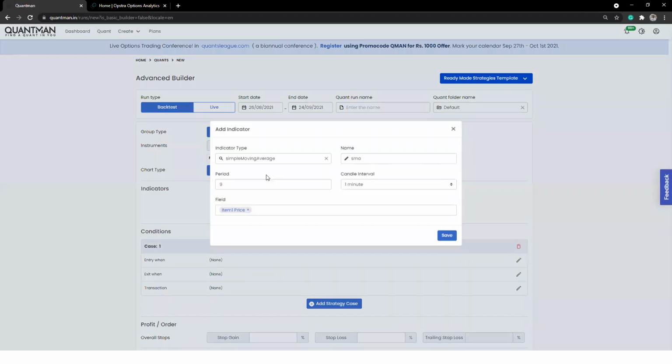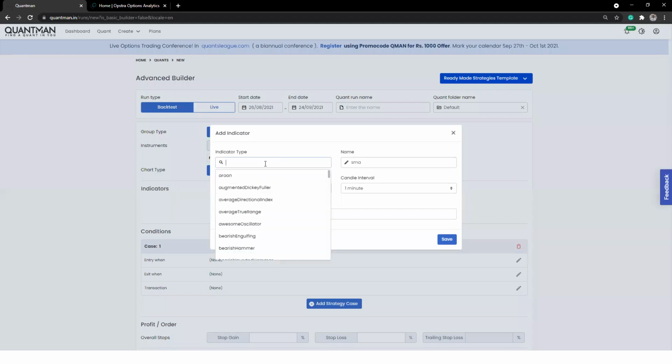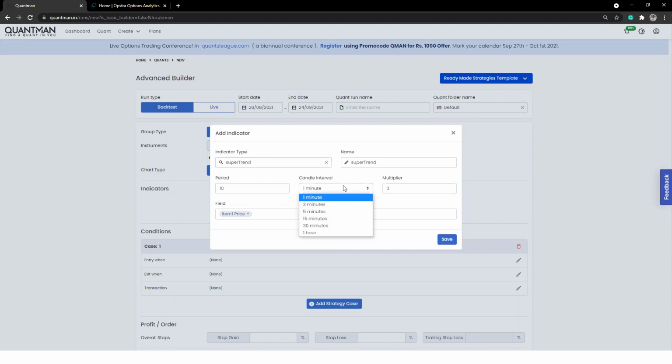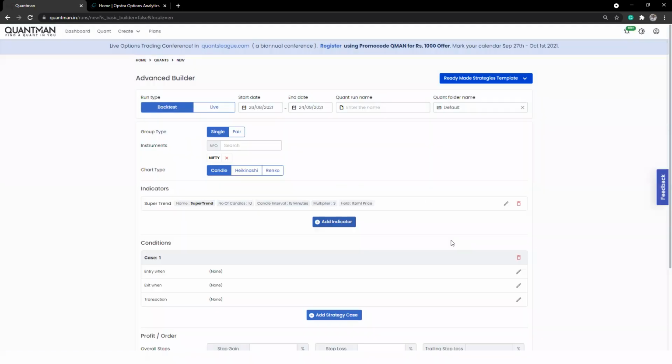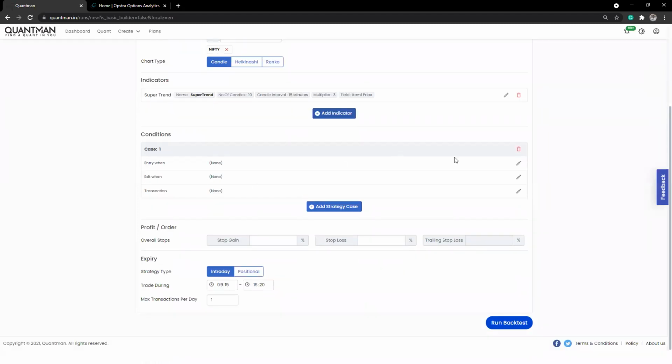I'll go and add an indicator. Let's say I'll add a very simple indicator called super trend. For the super trend, I'm going to use a 15-minute time frame. I'll save it, right? And then I'll go and add my trading strategy. So I'm going to add my bullish case and also a bearish case, which is what I'm going to explain here.